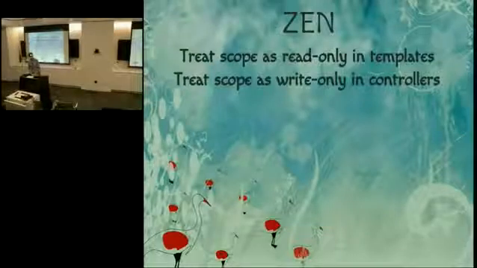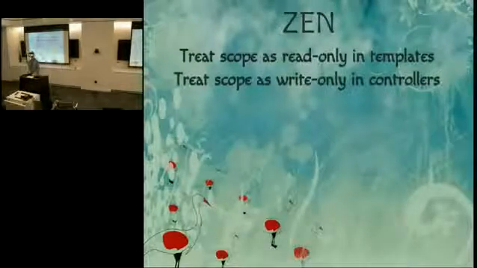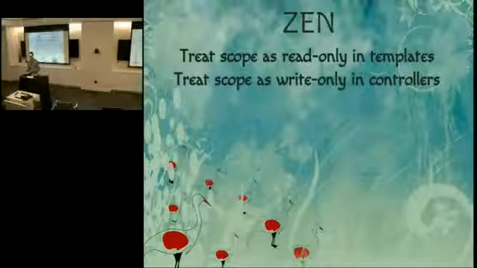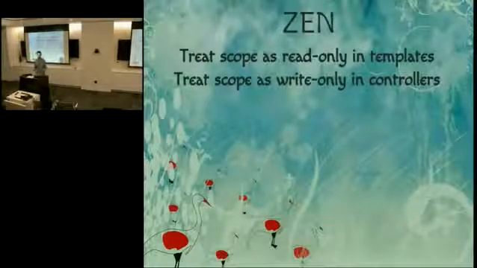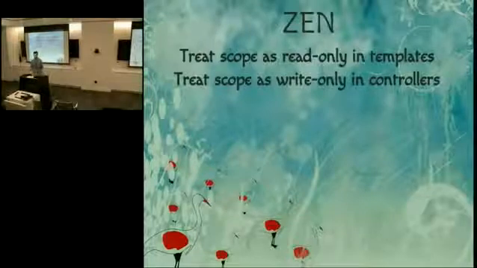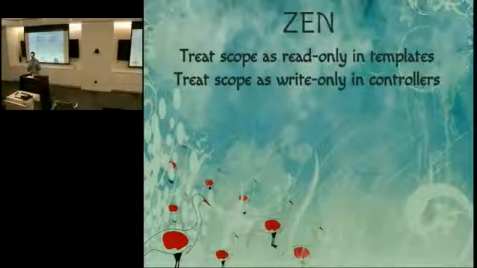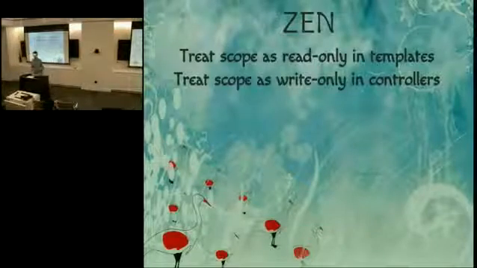I tried to ask Misko about it a little, and his response was that you should really not be reading from the scope directly inside of your controller, but instead you have some local variable inside of your controller that you are reading from and performing writes to your scope.